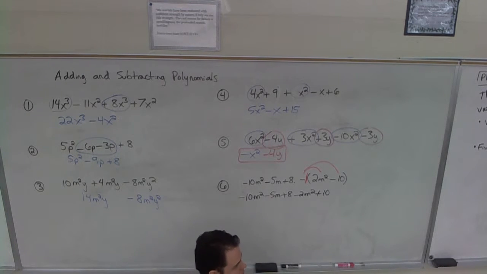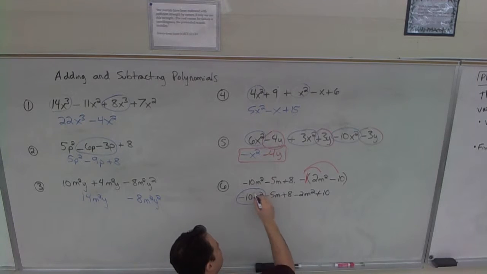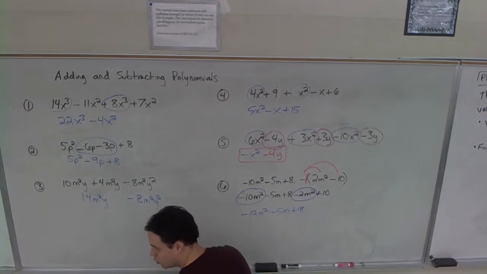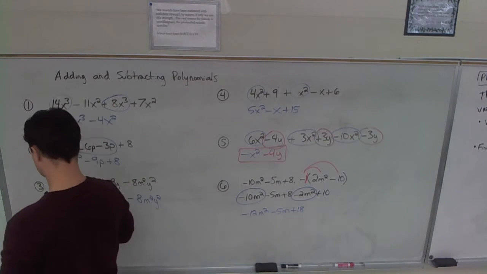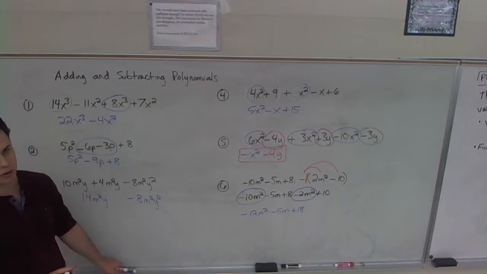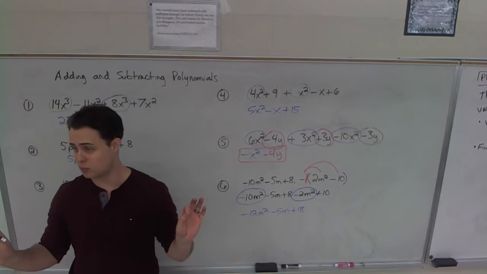Now I just play the same game. Okay, so what's the same? Well, these are the same. Looks like there's -12 of the m squareds. M's are chilling on their own. And I've got 18. There we go. Okay, so you guys are like, come on, Mr. McGee, it's so easy. But you make that mistake if you're not aware.